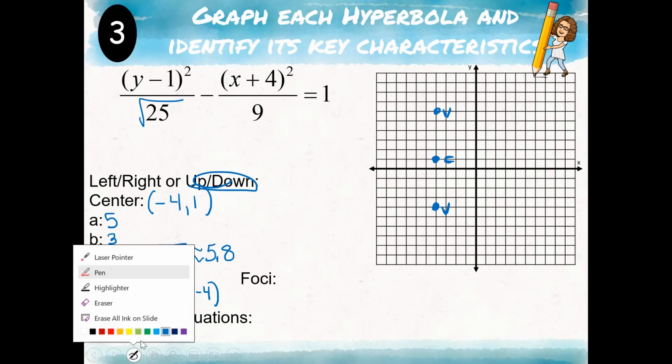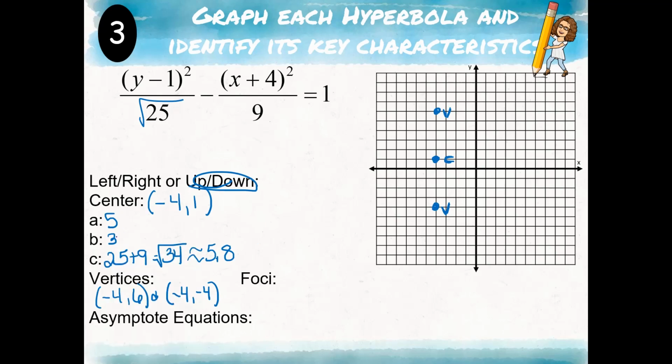I now need to find my asymptotes. So I'm going to go 3 left and right from the vertex, each of them. So 1, 2, 3, 1, 2, 3, 1, 2, 3. Then I'm going to connect those through my center so I can draw out my asymptotes here. Just like that. Let's find the slope of those lines. So it looks like I'm going 1, 2, 3, 4, 5. So my rise is 5. 1, 2, 3 is my run. So my slopes are plus and minus 5/3, right?